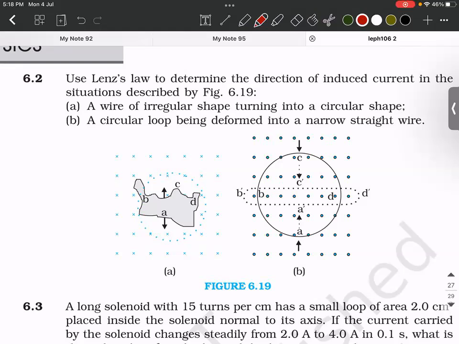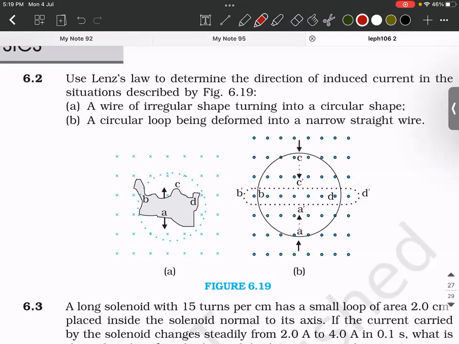So what is the question? Use Lenz's law to determine the direction of induced current. Read the question carefully. They are asking the direction of induced current in the situation described by figure 6.19. There is a wire of irregular shape which is being turned into a circular shape. Circular is a regular one.